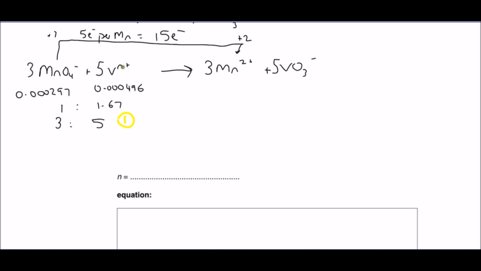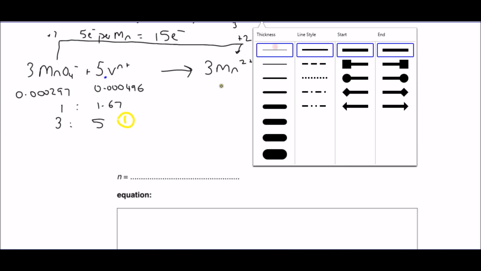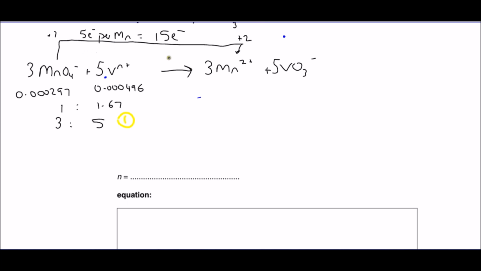It's a balanced redox reaction, so that means that the vanadium has also got to change by the same number. So if 3 manganese atoms gave us a change of 15 electrons, then the 5 vanadiums have to give us a net change of 15 electrons too. Otherwise this equation wouldn't be balanced. So we've got 15 electrons being changed by 5 vanadiums, which means that each vanadium changes by 3 electrons.